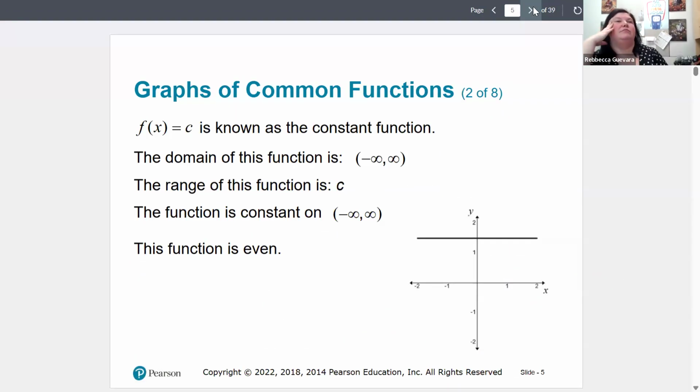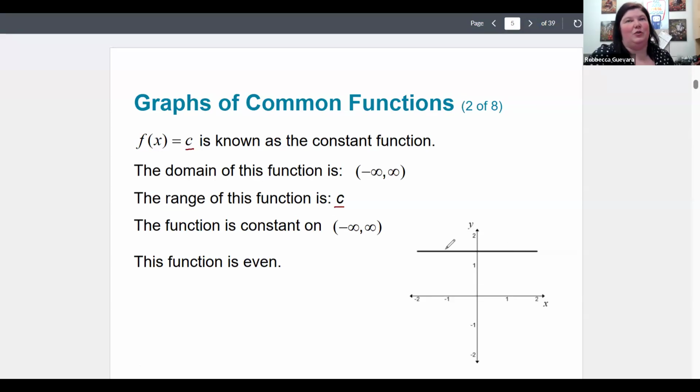Your basic constant function is going to look like this. It's just going to be a horizontal line. It's going to have a domain that consists of all real numbers, but the range is only going to be that value of c that the function is. This is like 1.5, so my range is just 1.5. The function is consistent, it's not increasing or decreasing, and it would be considered an even function because if I flipped it over the y-axis, we get the same function back.